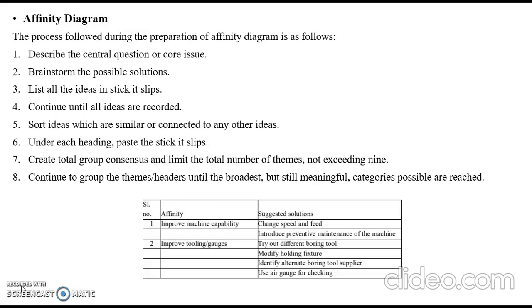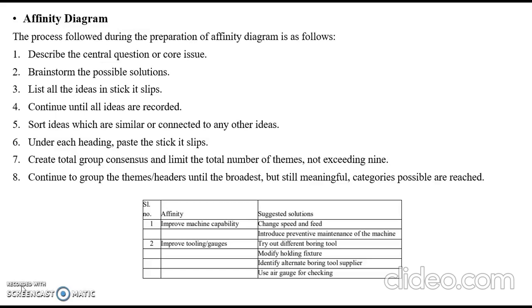And the next step is to create total group consensus and limit the total number of themes to not exceeding 9. The maximum number of affinity themes should be 9. And the final step, continue to group the themes until the broadest, but still meaningful, categories possible are reached.